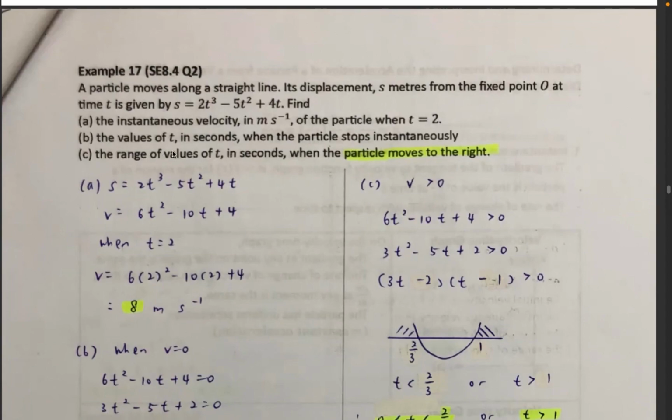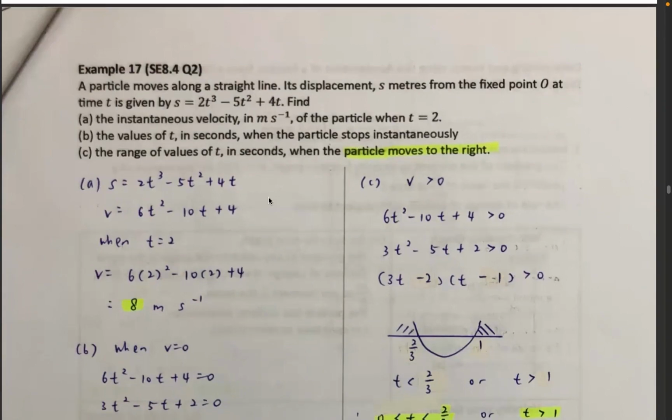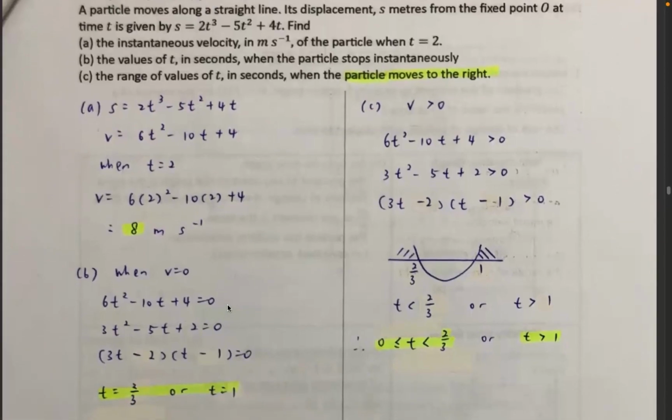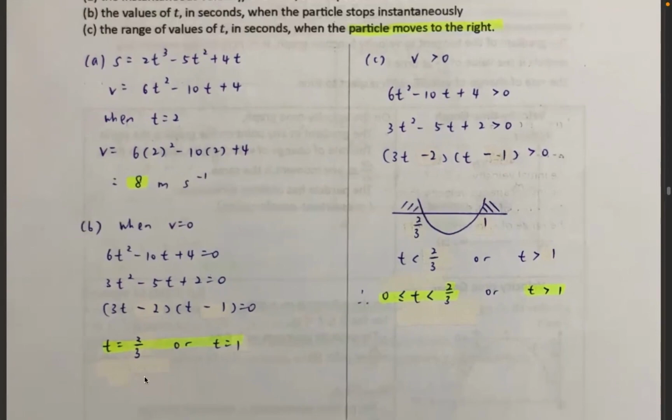Okay, B, find the values of t when the particle stops instantaneously. When the particle stops, means v equals 0. So we copy down our velocity function, 6t squared minus 10t plus 4 equals 0. Then only we do division. So I divide every term by 2. So we have 3t squared minus 5t plus 2 equals 0. Then we do factorization. (3t minus 2)(t minus 1) equals 0. Then we have 2 answers for t. t equals 2 over 3 and t equals 1. Both are positive, so both are accepted.